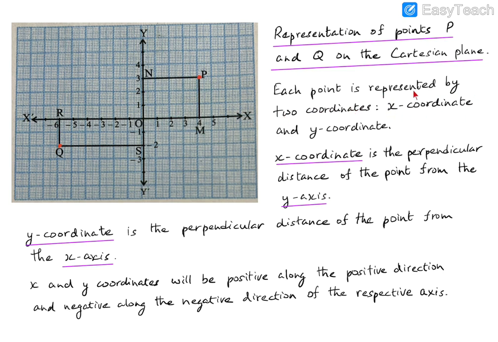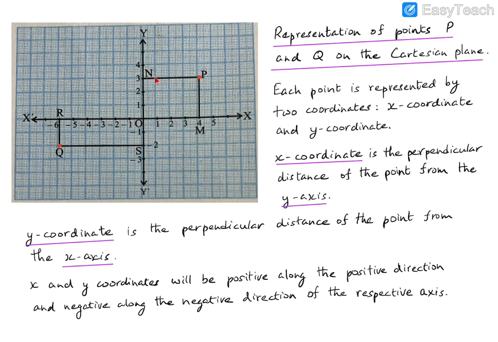The first coordinate is called the x coordinate and the other coordinate is called the y coordinate. Now what is the x coordinate and what is the y coordinate? The x coordinate is the perpendicular distance of the point from the y-axis. So if we have the point P, what is the perpendicular distance of this point from the y-axis? So it is this particular line here. So PN is the distance of this point from the y-axis, and that denotes the x coordinate.